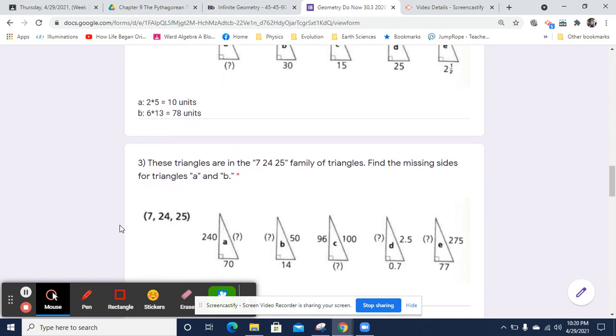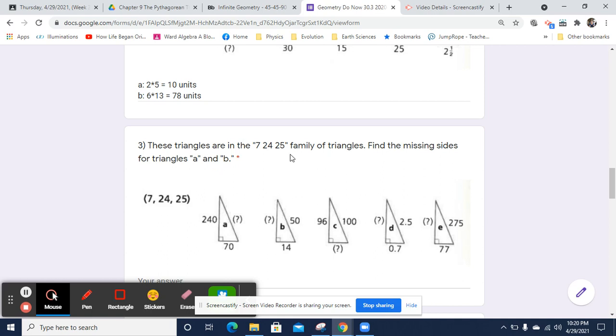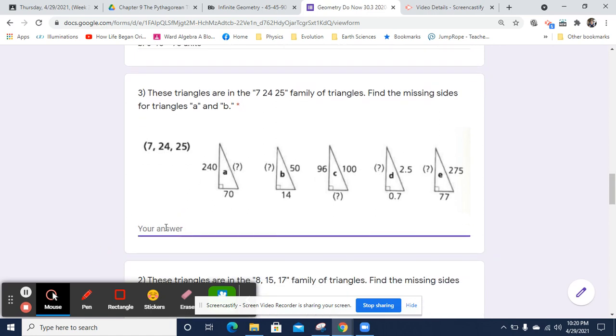Let's look at number 3. We have 7, 24, 25 triangles. All right, the first one, and we just want A and B. The first one is 70 and 240. Well, that's just 10 times 7 and 10 times 24. So that's going to be 10 times 25. So for A, we have 10 times 25, which will equal 250 units.